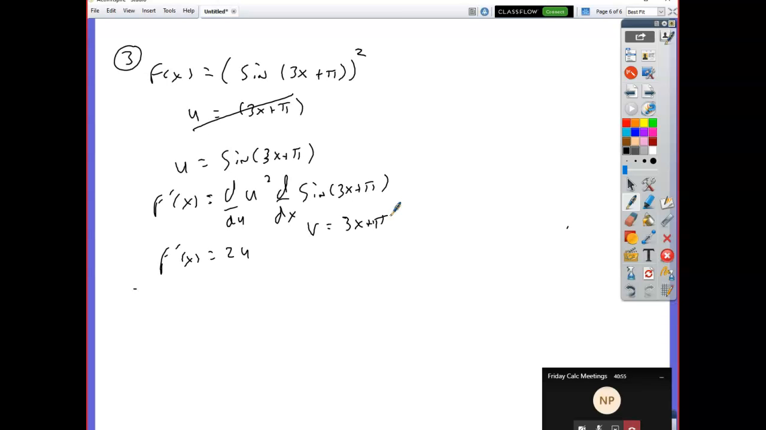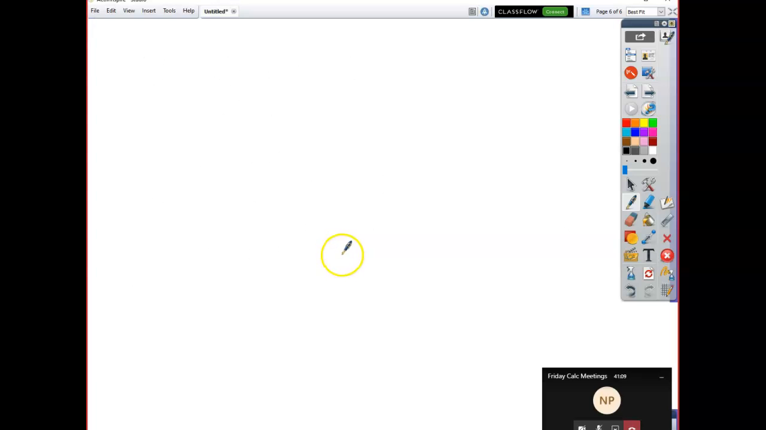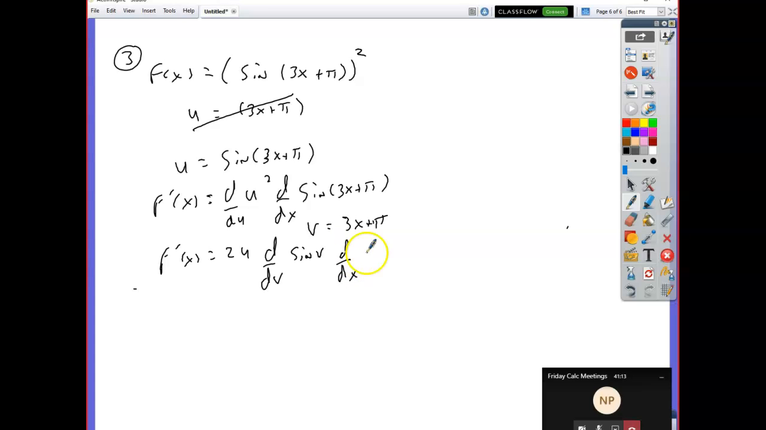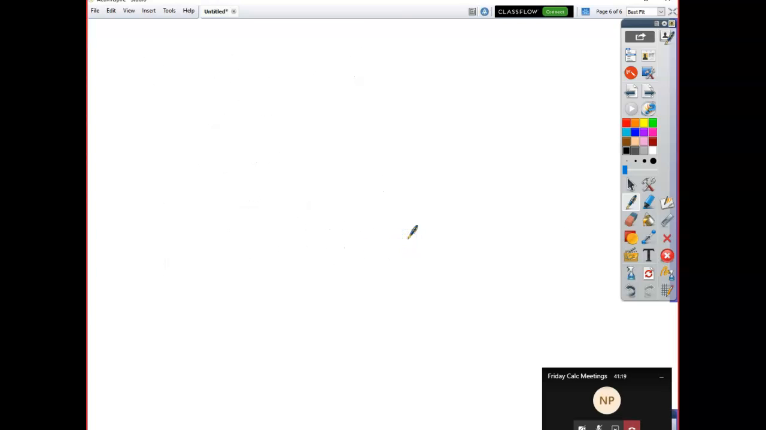Oh, yeah. Okay, so now I'm going to do the derivative with respect to v. I'm replacing that with v, correct? So just sine v. Yes. Times the derivative of the inside, which would be 3x plus pi. You're doing all the working ahead. Good job. I'm going to write it down first step.